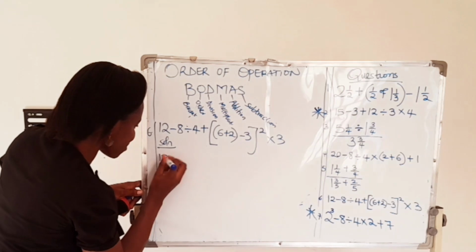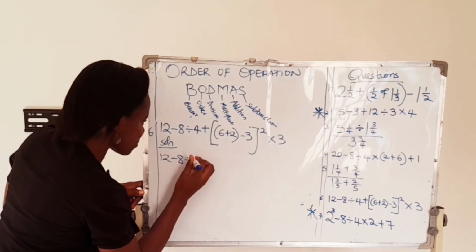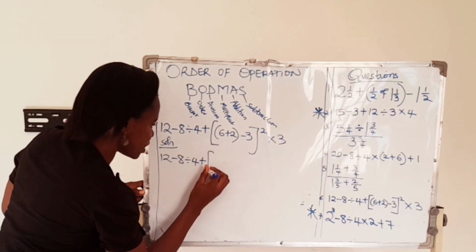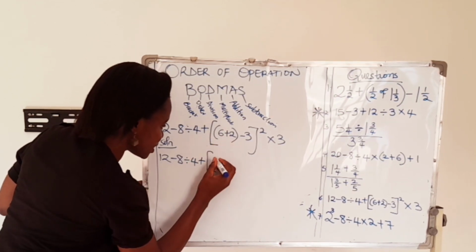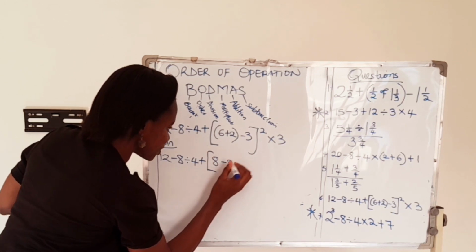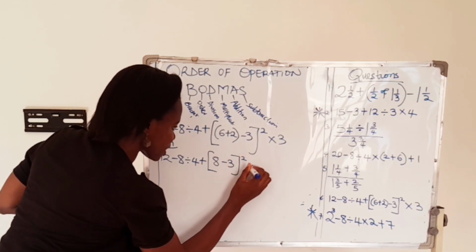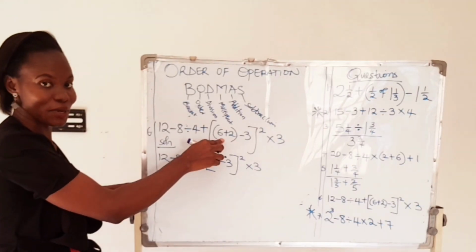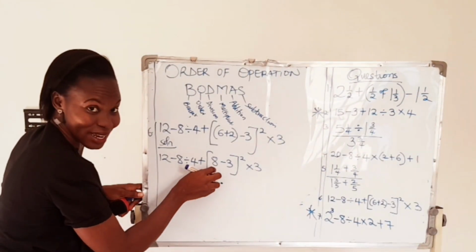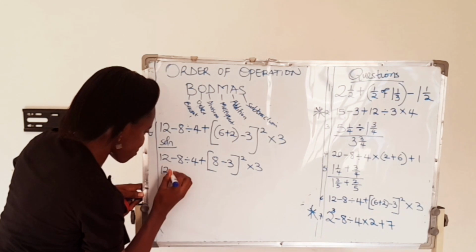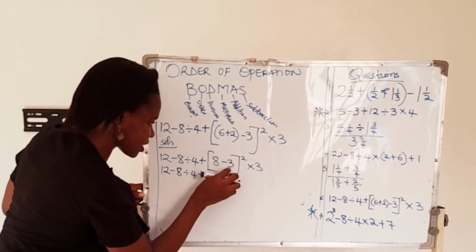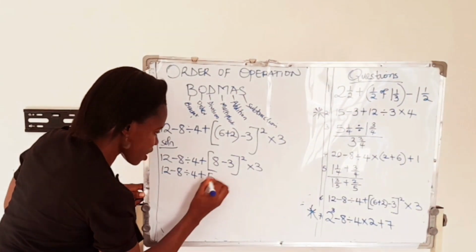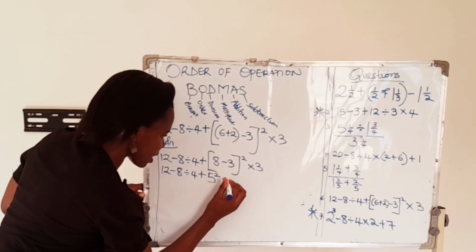So I will write it down: 12 minus 8 divided by 4 plus, here I'll solve this one. 6 plus 2 gives me 8. So I have 8 minus 3 raised to power 2 times 3. So the small bracket has disappeared. We go. The next target is the big bracket. 12 minus 8 divided by 4 plus 8 minus 3 gives me 5. 5 raised to power 2 times 3. The big bracket has disappeared, so all the brackets have disappeared.